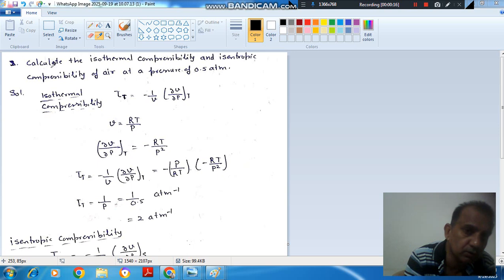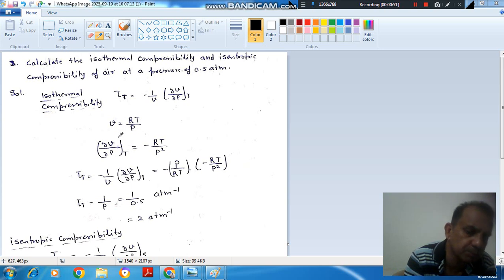So question number 2, based on isothermal compressibility and isentropic compressibility: calculate the isothermal compressibility and isentropic compressibility of air at a pressure of 0.5 bar. The formula of isothermal compressibility is minus 1 by v, (∂v/∂p) at constant temperature. The specific volume formula is RT by P, from the ideal gas equation PV is equal to RT, where V is specific volume, so V is just RT by P.